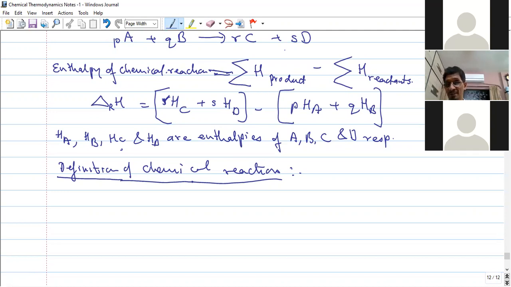So definition of what is that? Definition of what? Chemical reaction नहीं, enthalpy of chemical reaction.